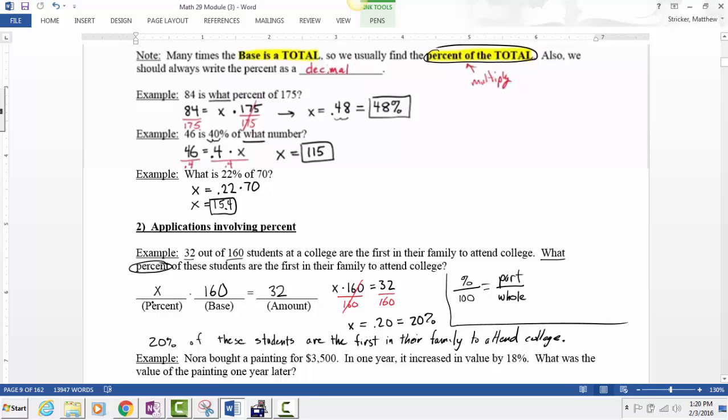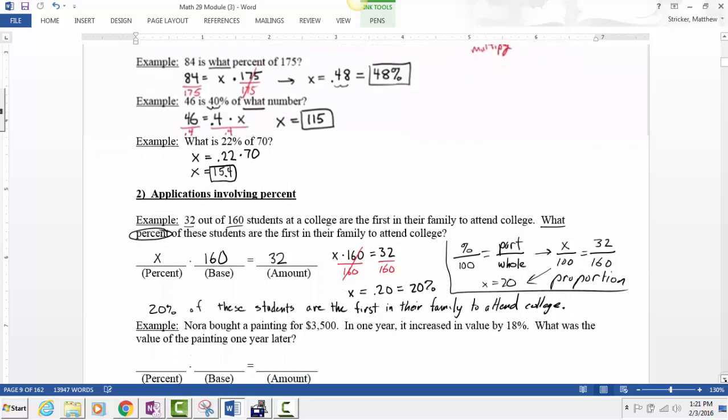So in this particular problem we don't know the percent, so it would look like X out of 100 is equal to the part out of the whole. Well, the part is 32 out of the whole of 160. And the way you would solve that is this is a proportion. We haven't talked about how to solve these, but we'll talk about it a little bit later in this video. But what you get is that X is 20 if you solve that. So I just want to throw that out there. Some of you may have seen that before. Let's do one more example.